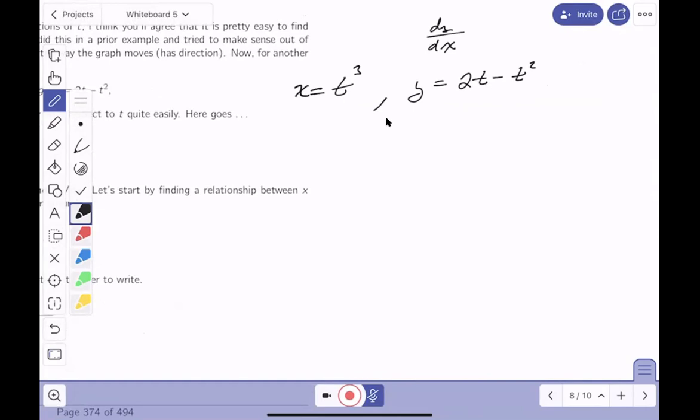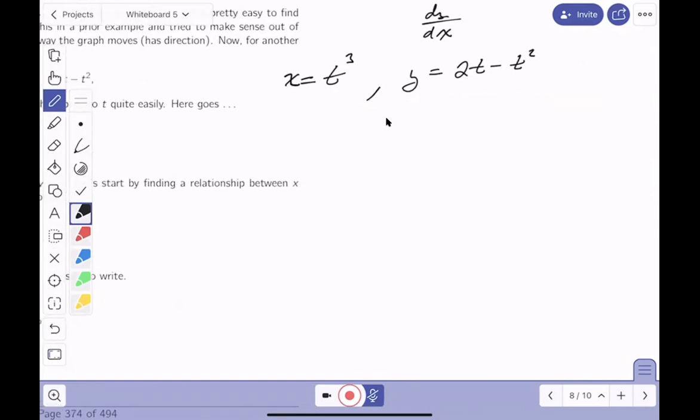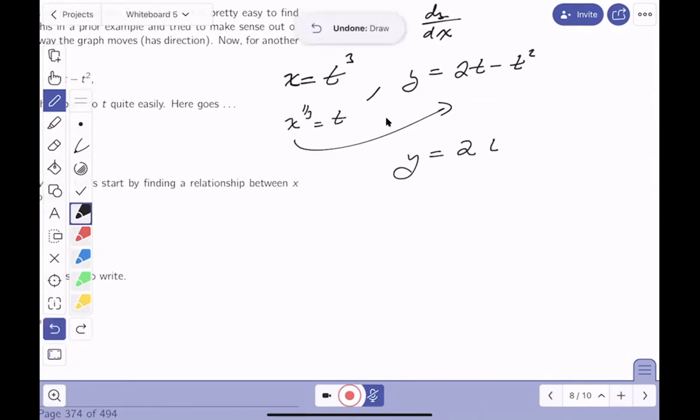All right. So what I would probably do is try to solve this thing to get rid of the t, elimination of parameter. And I'm going to say the first equation, x to the 1/3 power is equal to t. And then I'd plug it in over here. What do you get? You get y equals 2 x to the 1/3 power minus, well, now the t is being squared, so x to the 2/3.